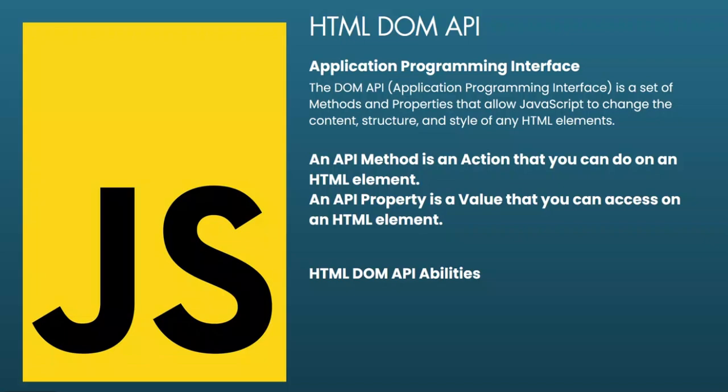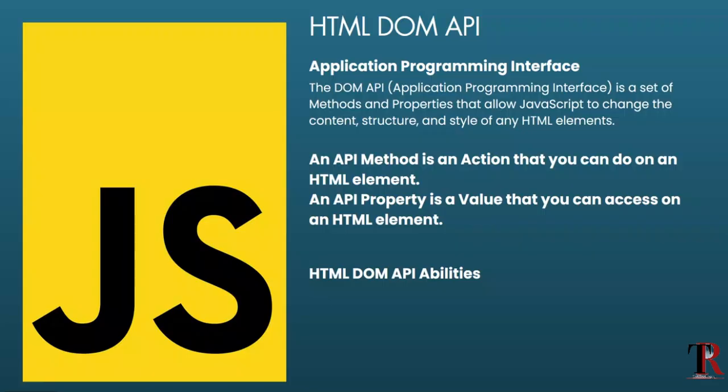The HTML DOM API. What is an API? An API simply stands for Application Programming Interface. And DOM, like you know, already stands for the Document Object Model. So now, if you combine the two, the HTML DOM API, what exactly does it mean?